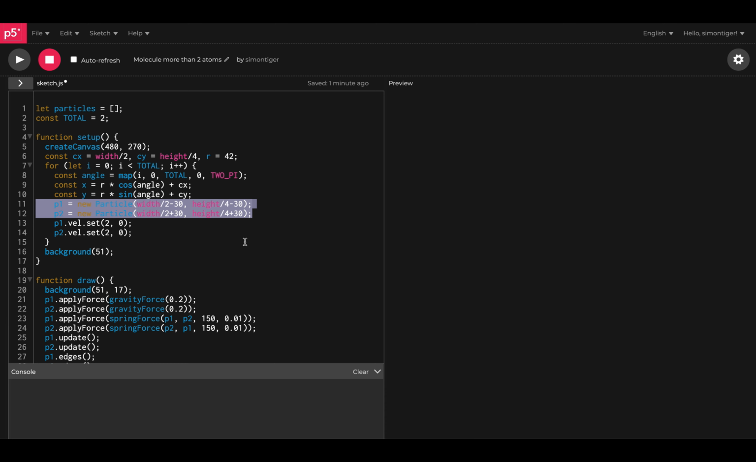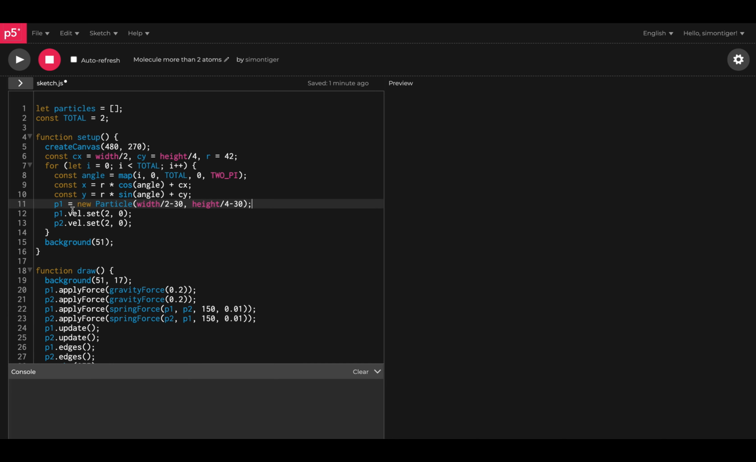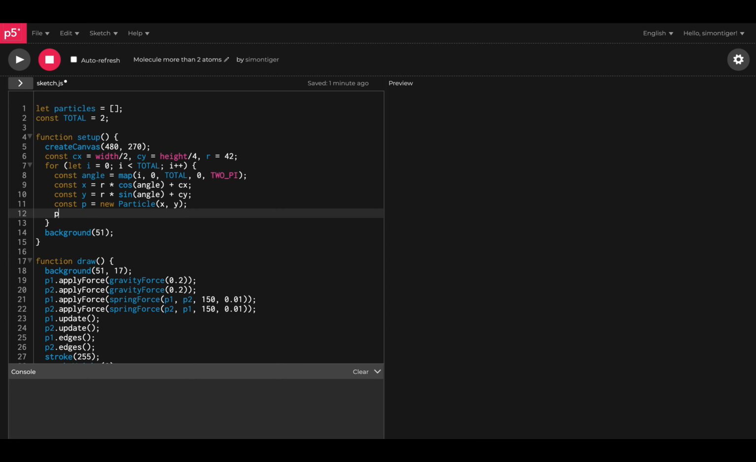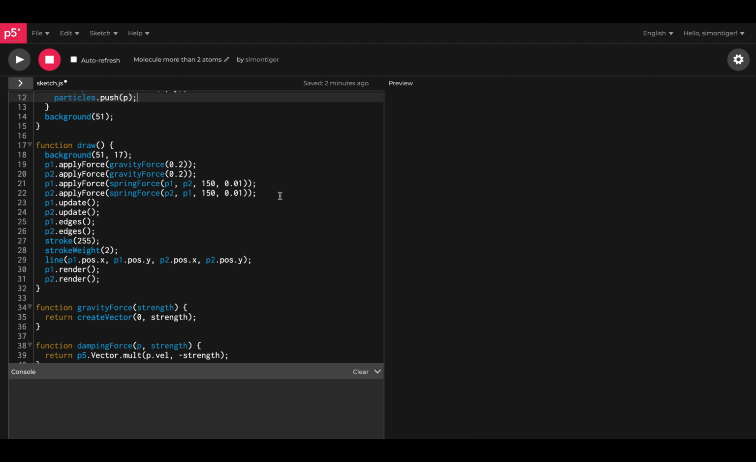Gonna make a particle and set its, let's just do, P is going to be a single particle. It's going to spawn at this particular xy coordinate. We're going to do P dot vel. Do I want to set its velocity? I don't think so. Let's just have it be 0, 0. Particles push P. And then let's not apply the forces for now.